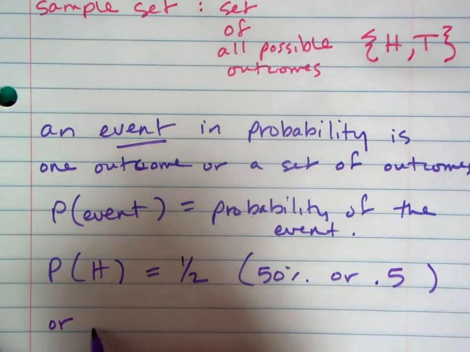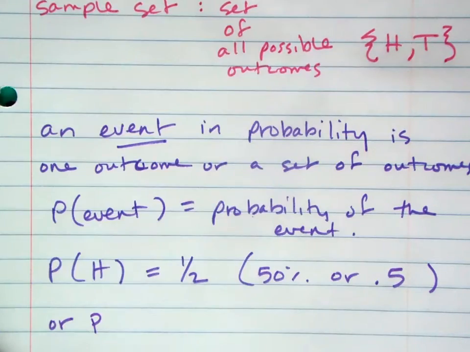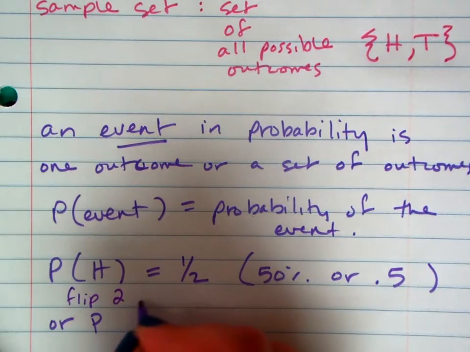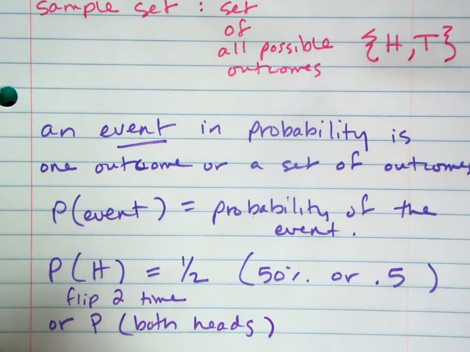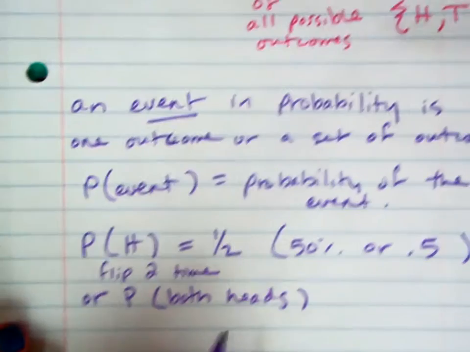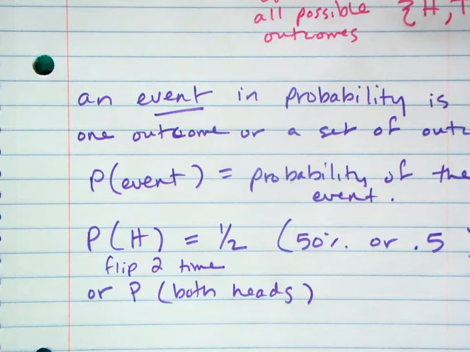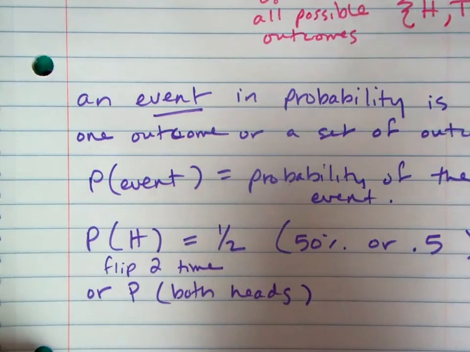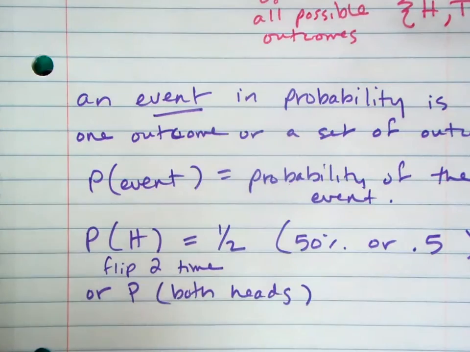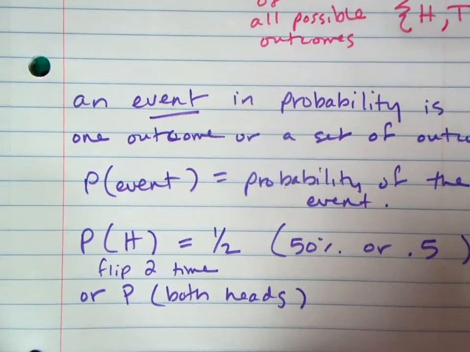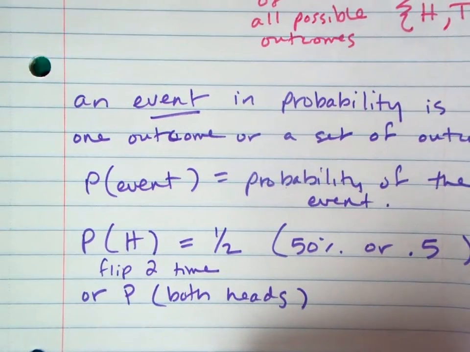Or you could say, let's say we flip it 2 times, and we could say P of both heads. So that would be the probability of a set of outcomes. So we can have that kind of situation where you have a set of outcomes and you say the probability of that event. So an event can be just one outcome or it can be multiple outcomes depending on what we're calculating the probability of. Currently you don't need to worry too much about the different options for events versus outcomes. Just know that those are the results of an experiment right now.